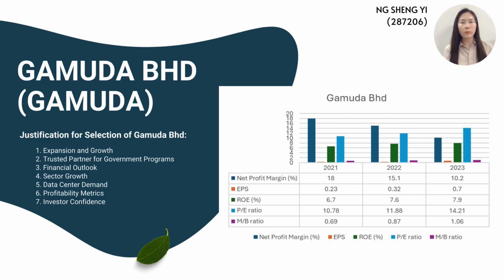Gamuda's recent contract formalization and expansion in construction projects, including the Penang LRT and Sydney's Western Metro, highlight its growth potential. Positive trend in EPS and ROE signals strong financial health, and ongoing infrastructure project in Malaysia ensure future growth, making Gamuda a strategic portfolio choice.